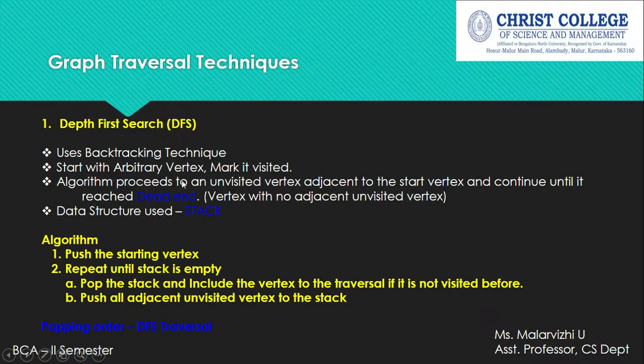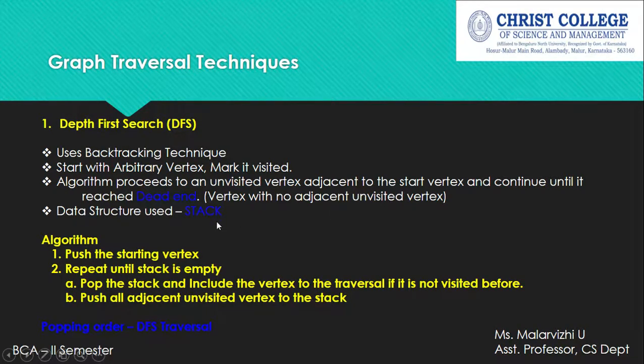It starts with an arbitrary vertex. Generally, the starting vertex is given in the question itself. If not, we have to take the alphabetical vertex or least numbered vertex. So we start visiting the starting vertex and we proceed to the unvisited adjacent vertex. Okay, and we continue until we reach a dead end. So dead end is nothing but a vertex that is not having any adjacent unvisited vertex.